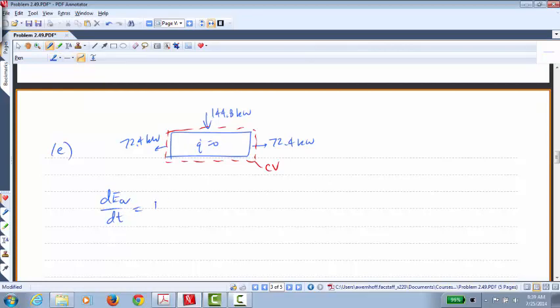We get dE_CV/dt is E dot in minus E dot out plus E dot gen. We know from the problem statement that it's steady state, so that term goes away, and we know that Q dot is 0, so there's no generation. So all that's left is just plugging in what E dot in and E dot out are. E dot in we know is 144.8 kilowatts, and then E dot out is going to be 2 times 72.4 kilowatts, so the difference is equal to 0, so therefore everything looks like it's working okay. So this ends problem 249.